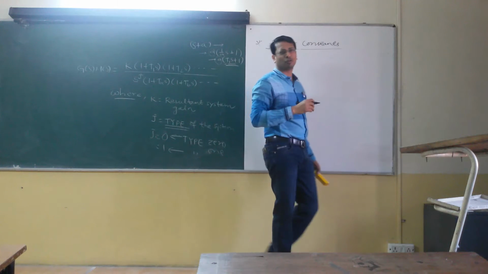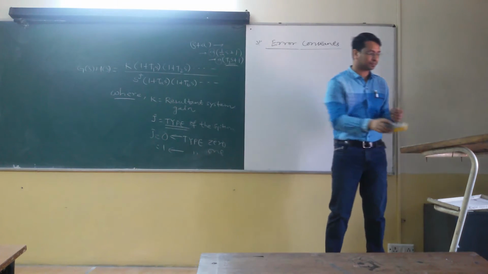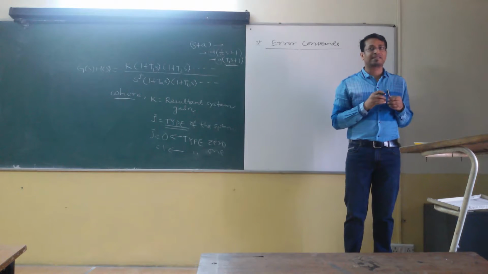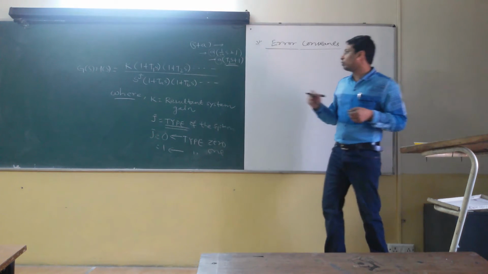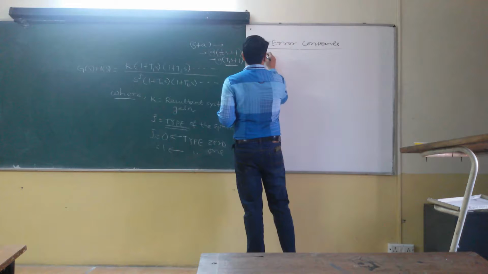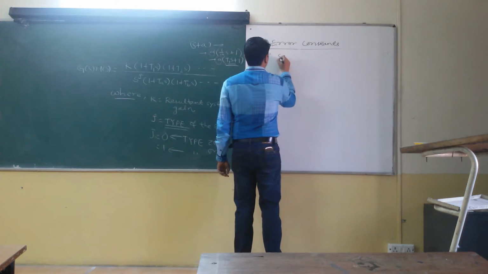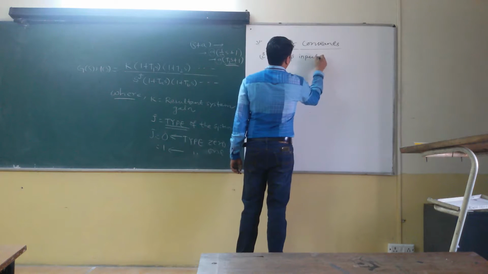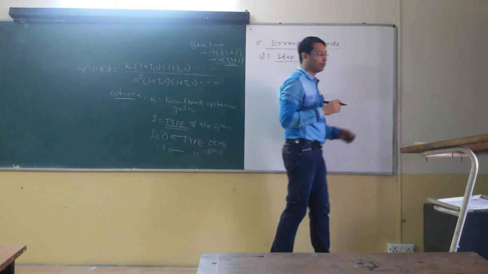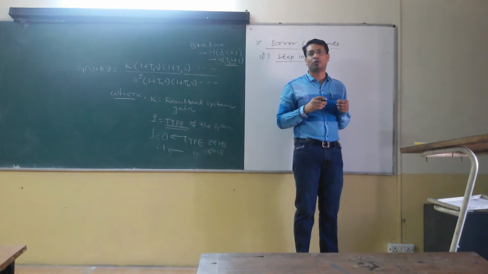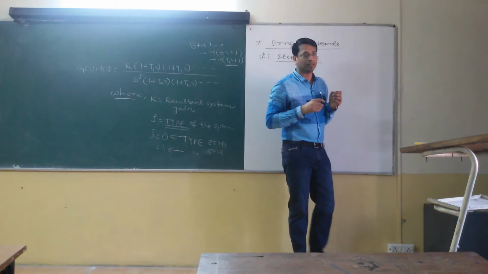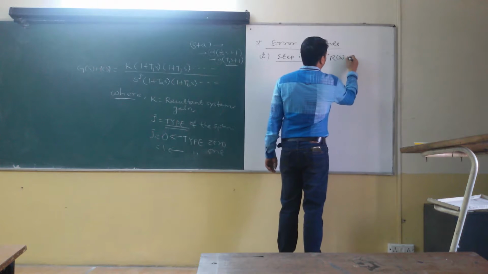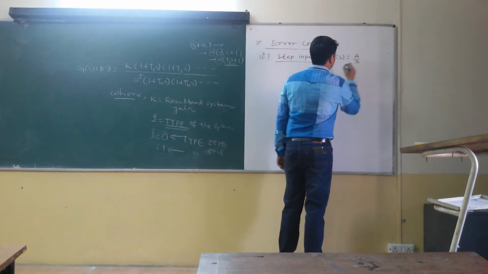Constants or coefficients likewise. Correct? First one is for step input. We are going to define error constants for step input. So what will be the value of R(s) for a step input of magnitude A? The value of R(s) will be A upon s.